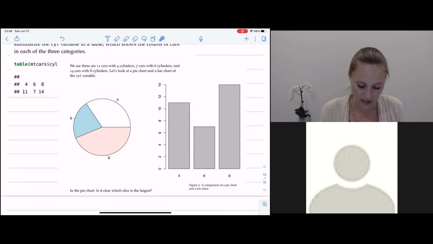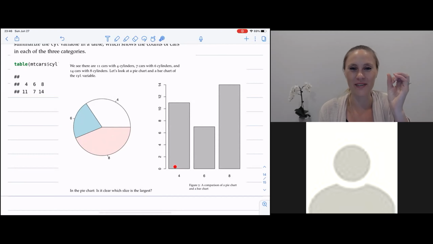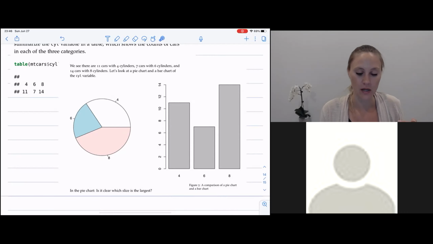Whereas a bar graph is exactly what you think it is. It has a bar whose height represents the count in each category, right? So for 4, there were 11, so that matches our table. The bar graph is really just a visualization of the table summary of the data. And now it's immediately obvious that 8 has the highest count, so it's the most common in this case.